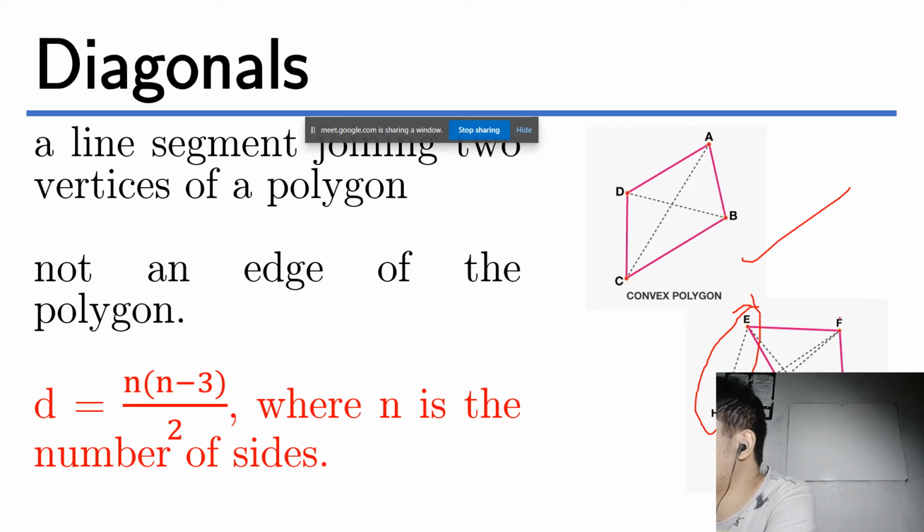Pero, 1, 2, 3, 4, 5. Okay. So, ayan. Kita dito na kahit kakaiba yung figure, no? Kahit nasa labas pa siya or nag-cross ng side, diagonal pa rin siya. So, it's not this, and most importantly, hindi siya edge ng polygon. The number of diagonals in a polygon, whether regular siya or irregular, is d equals n times n minus 3 over 2, where n is the number of sides.